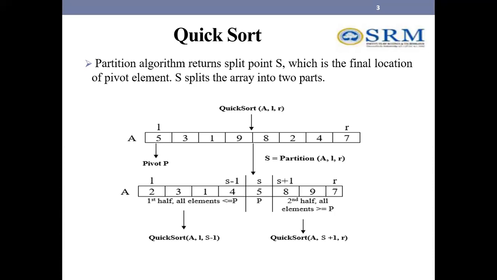So here, the partition algorithm returns a split point. That is the location of the pivot element. Again, the pivot element divides the array into two parts. Again, the left part and right part, two recursive calls. Again, the same function QuickSort is called. So this process is repeated till all the elements are sorted in the array.